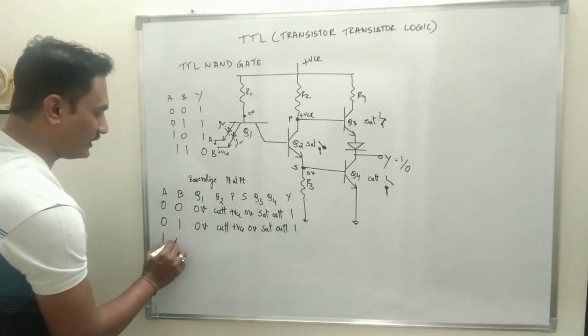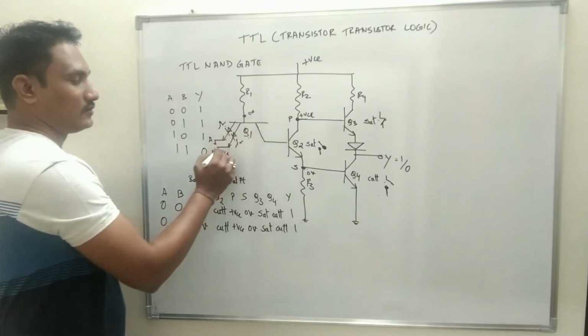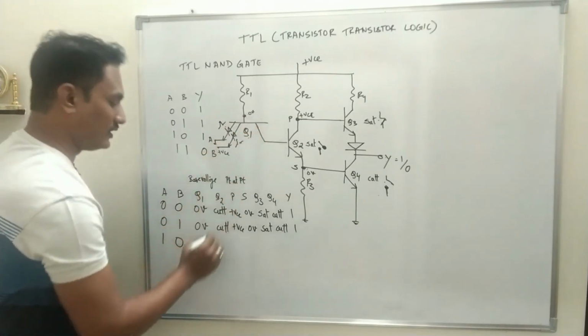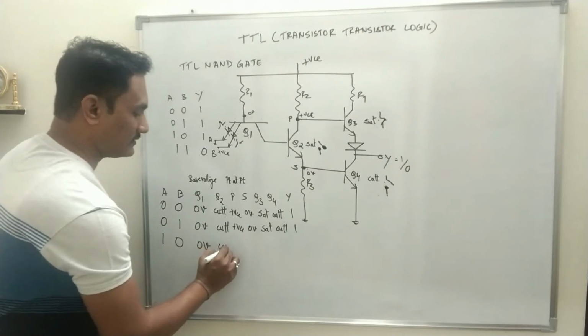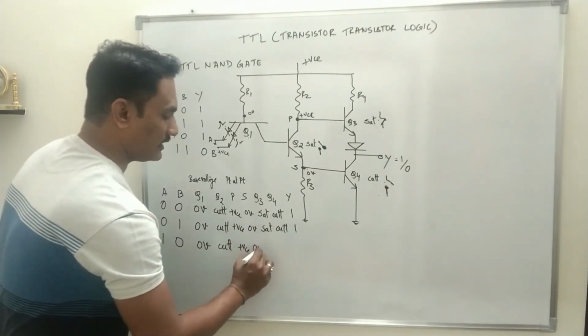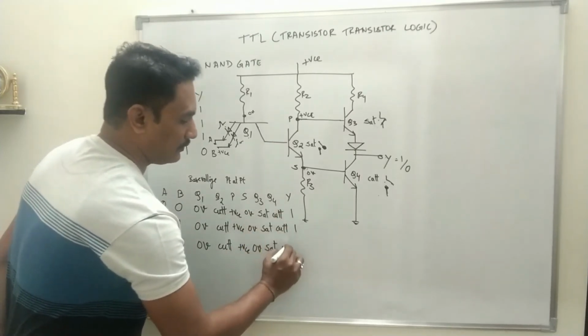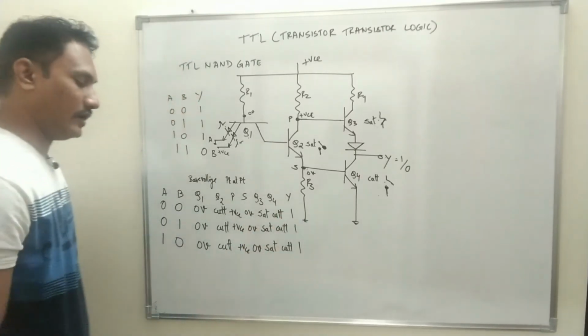Same condition for A equals to 1 and B equals to 0. Base gets connected to ground through the lower diode, base voltage will be 0 volt. Transistor Q2 will be in cutoff region, potential at P will be plus VCC, S will be 0 volt. Transistor Q3 is in saturation, Q4 is in cutoff region, output Y is equal to 1.